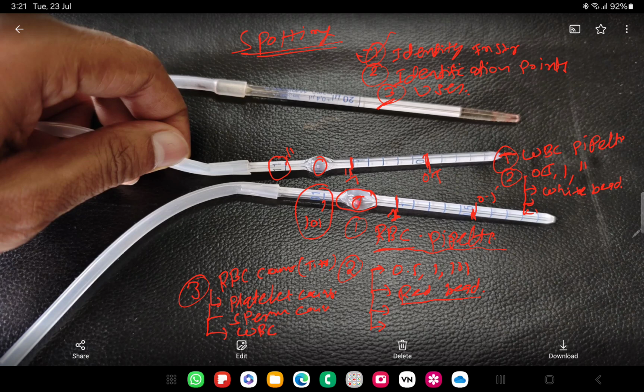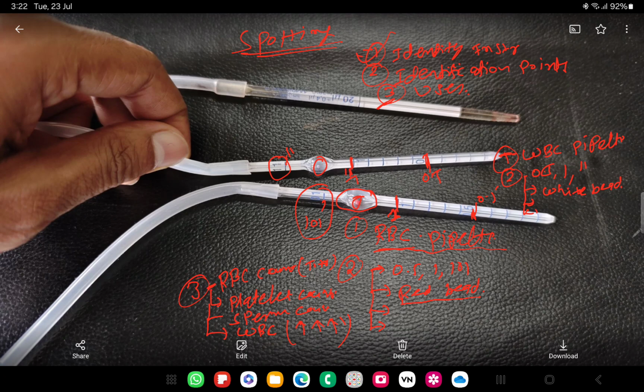Yes, right, we can sometimes use the RBC pipette to count WBC also, where the WBC count is very much high, in a cancerous condition, you can say, or any other condition in which the WBC count is very much high. In that condition, to count WBC we can use the RBC pipette. So we have 4 points.